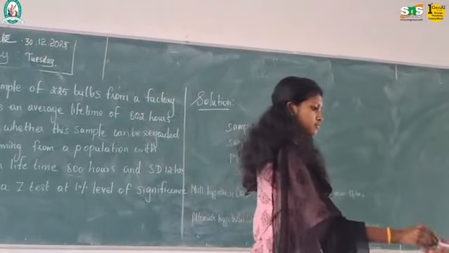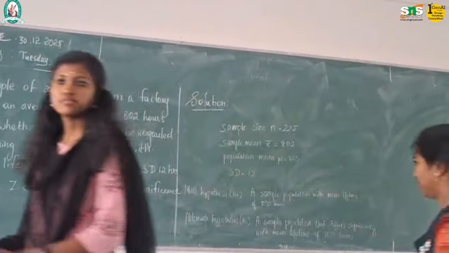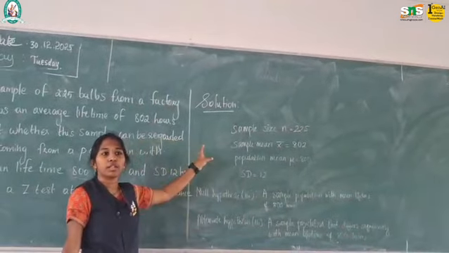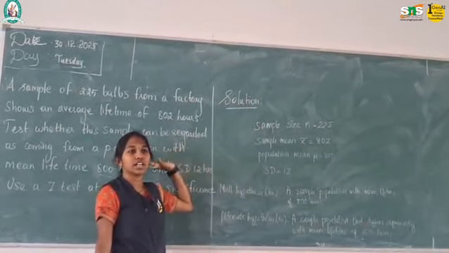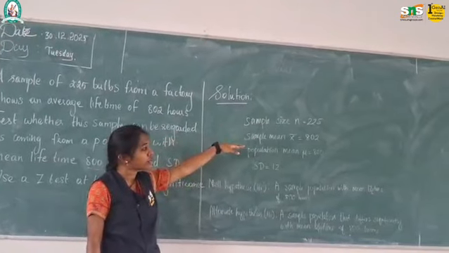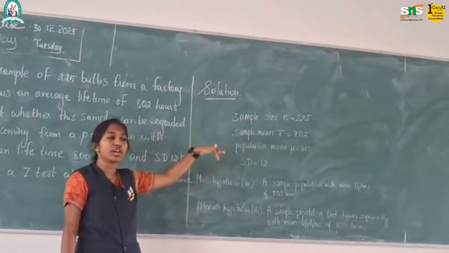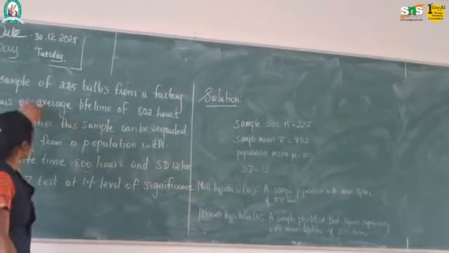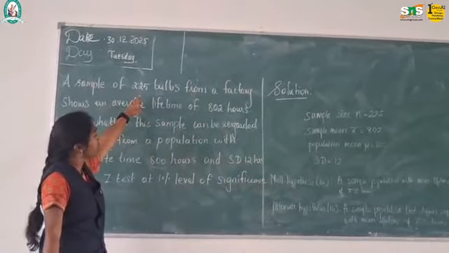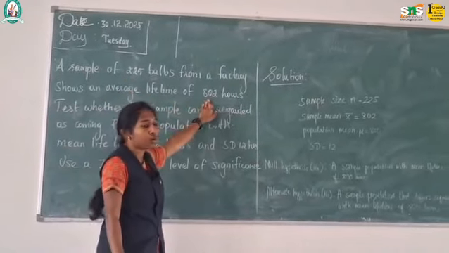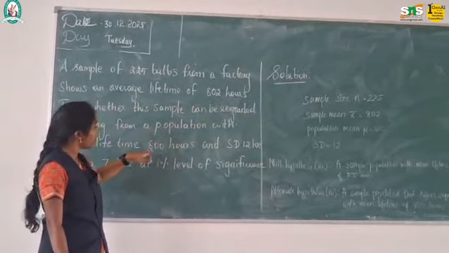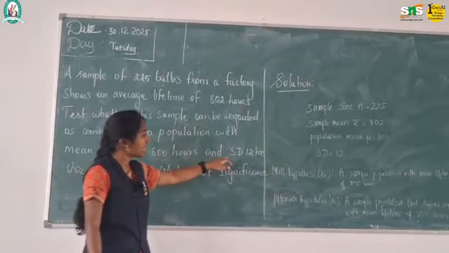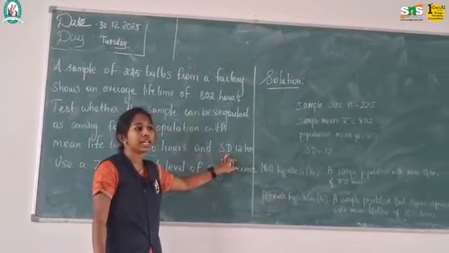Very good. So first they gave what is given in the question: the sample size is 225. Next we are going to denote the sample mean as well as the population mean. The sample is of 225 bulbs, the mean is 802 hours, and the population mean is 800 hours. That I have also written in the given part. After that, the standard deviation, that is the sigma value, is 12 hours.